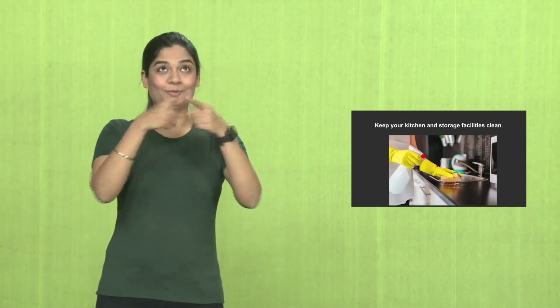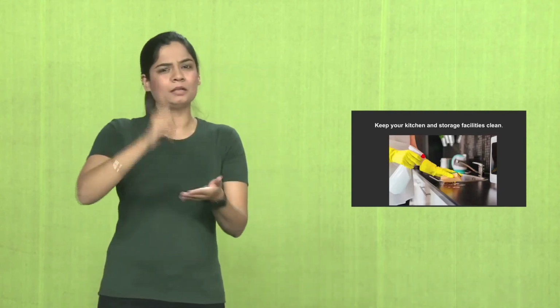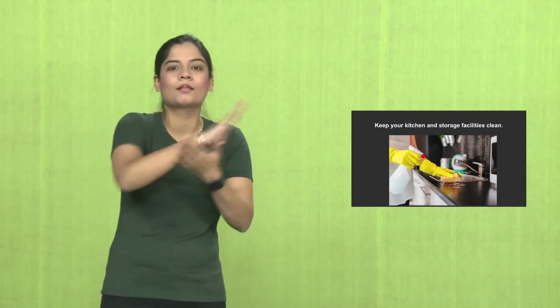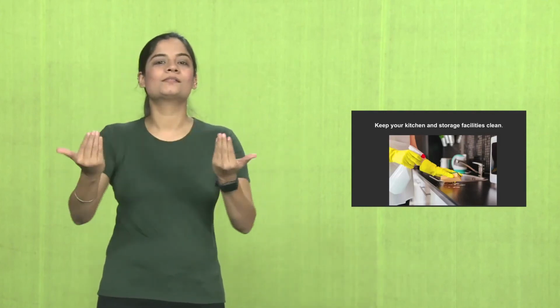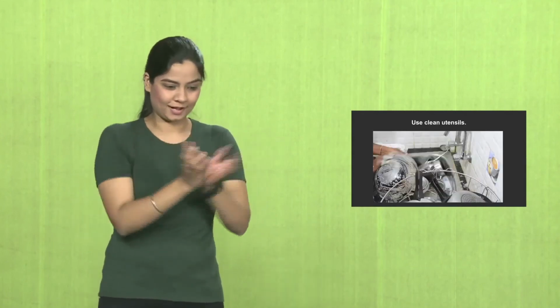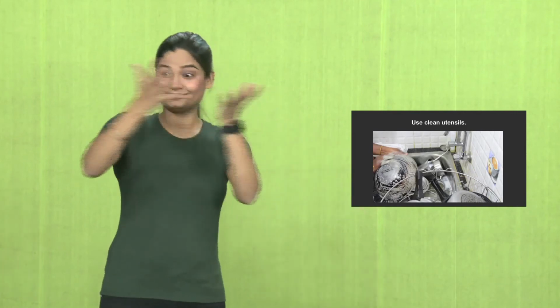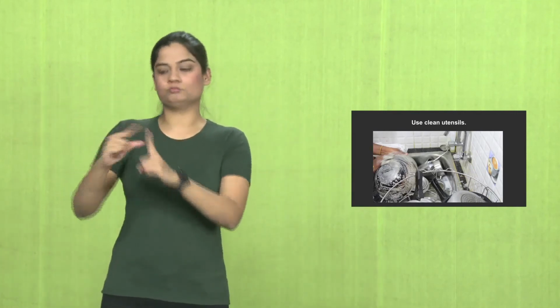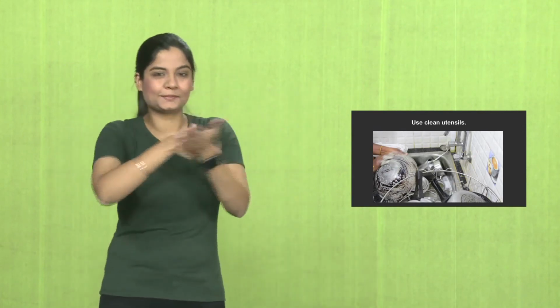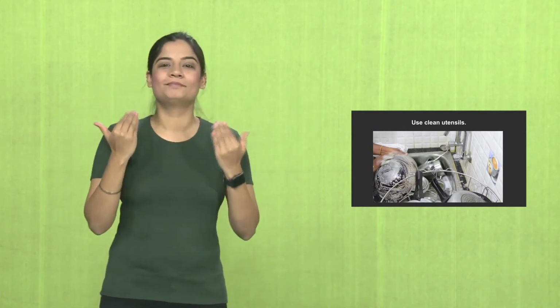Always keep your kitchen and storage facilities clean. Keep it clean, the gas, the boxes, etc., so that it can protect you from any kind of diseases. Always use clean utensils for eating food. Don't keep the utensils unclean for a longer period of time. Just wash the utensils immediately after you have eaten the food.